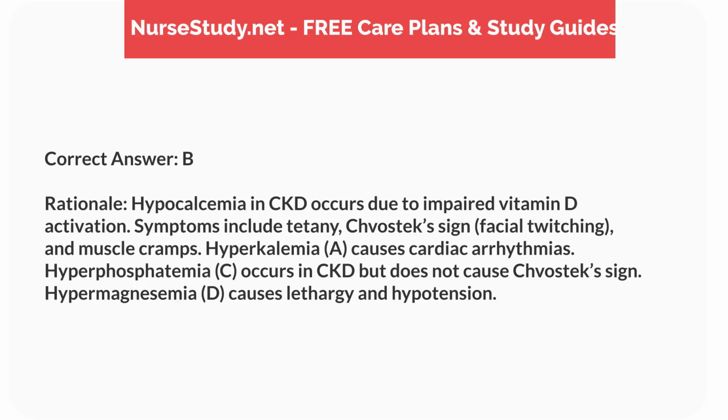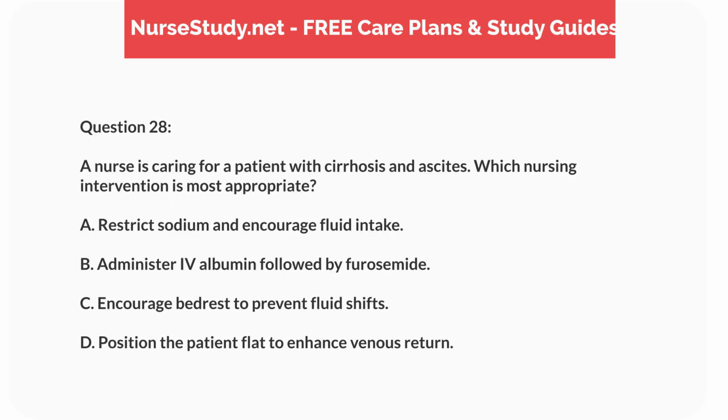Hyperphosphatemia, C, occurs in CKD but does not cause Chvostek's sign. Hypermagnesemia, D, causes lethargy and hypotension. Question 28. A nurse is caring for a patient with cirrhosis and ascites. Which nursing intervention is most appropriate?